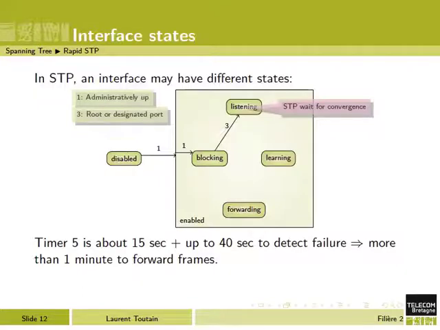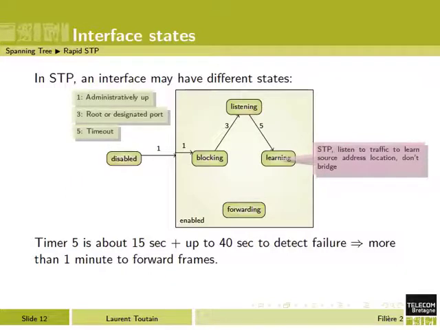If you receive any message that is lesser than what you are sending, then you will block your interface and go back to the blocking state. If after 20 seconds it's okay, and you receive nothing smaller than what you are sending, then you go into the learning state. In the learning state, you don't bridge, but you listen to the traffic. And this way, you can construct a table that locates equipment on a link.